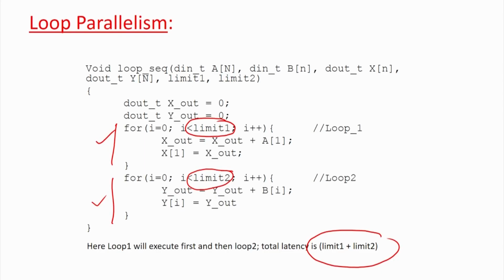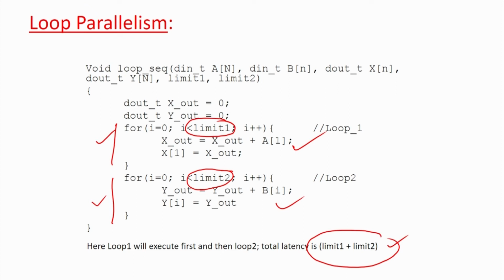Okay. So, what I am trying to talk about is that there are two loops. If you just write it this way, the generated hardware will take limit 1 plus limit 2 times, because this will be executed first and then this will be executed, right. Now, what is the alternative? The alternative is that we try to parallelize these loops as much as possible.